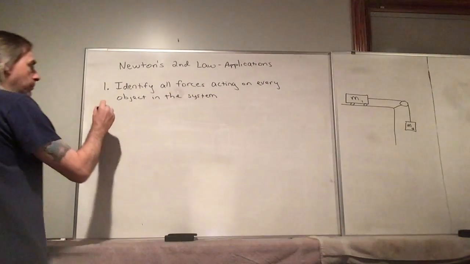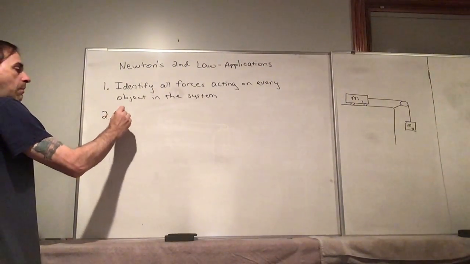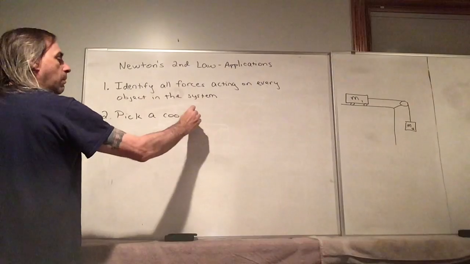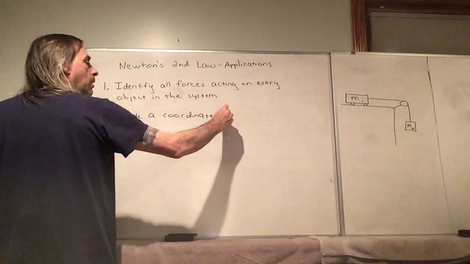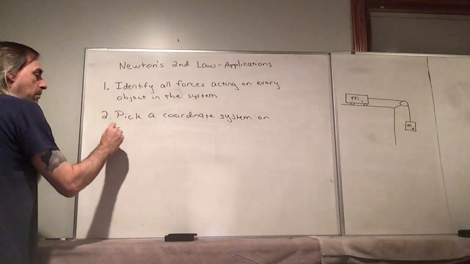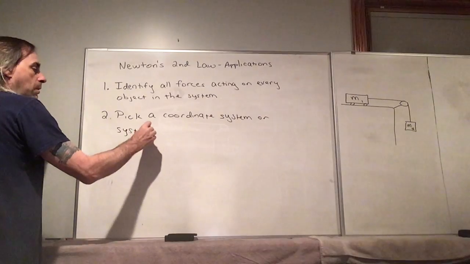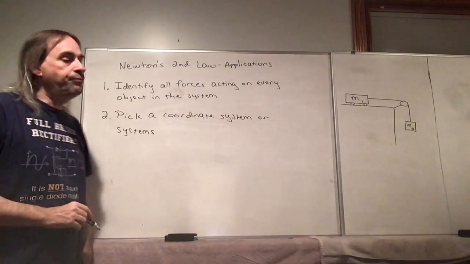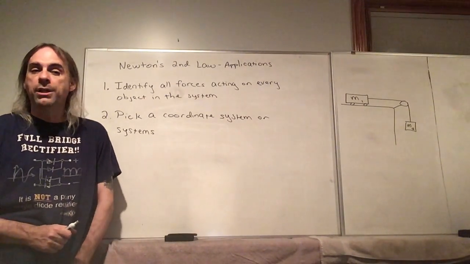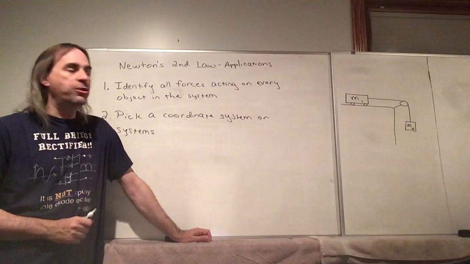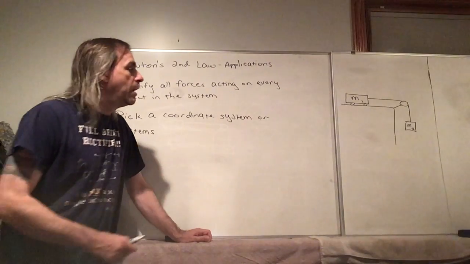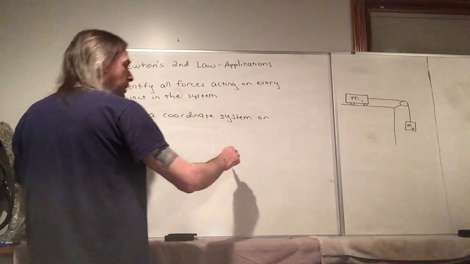Now, step 2, pick a coordinate system or systems. There are two factors you want to consider when it comes to picking coordinate systems. By far the most important one is the motion of the objects in question. Let me do a variation of this picture off to the side.